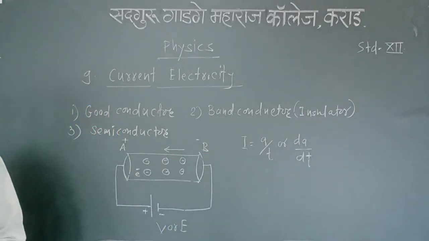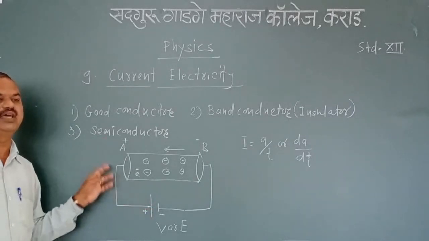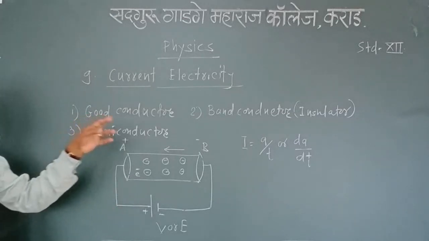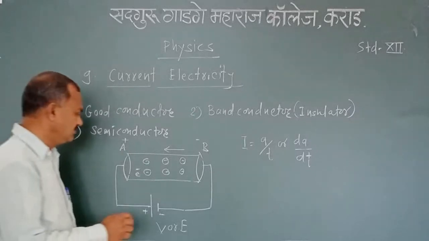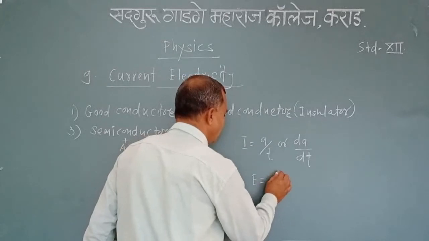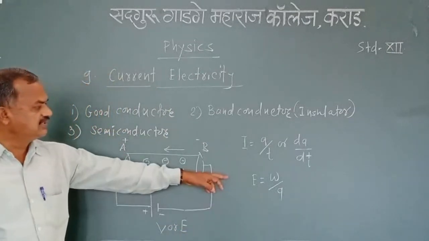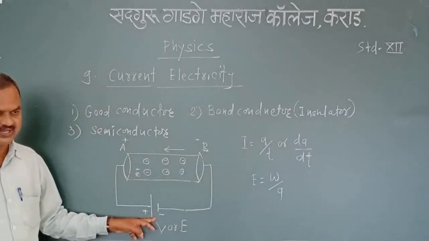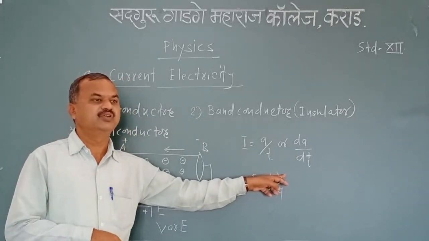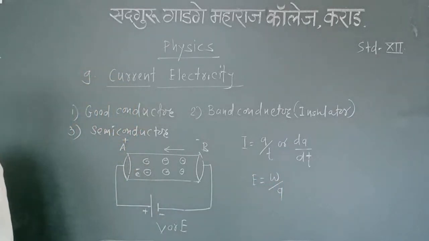E is the EMF of the cell or battery, with which the battery supplies energy to that charge, with which the charge circulates once around the complete circuit. That energy of the cell is called EMF, given by the relation E equal to W divided by Q, where E is the EMF of that cell or battery, and W is the amount of energy supplied or work done by the cell to circulate charge Q once around the complete circuit.